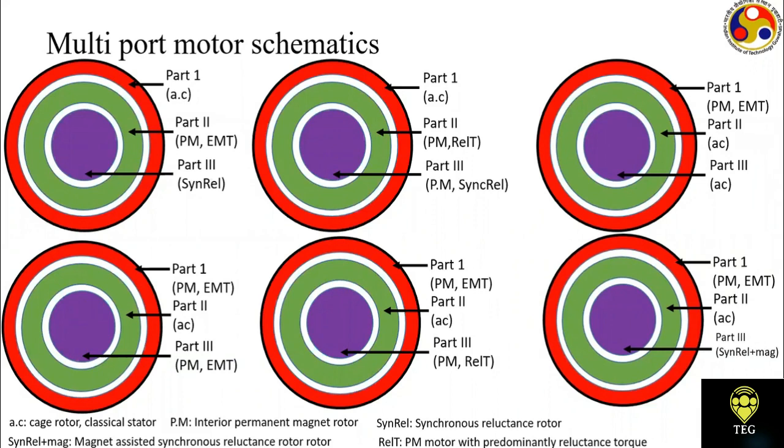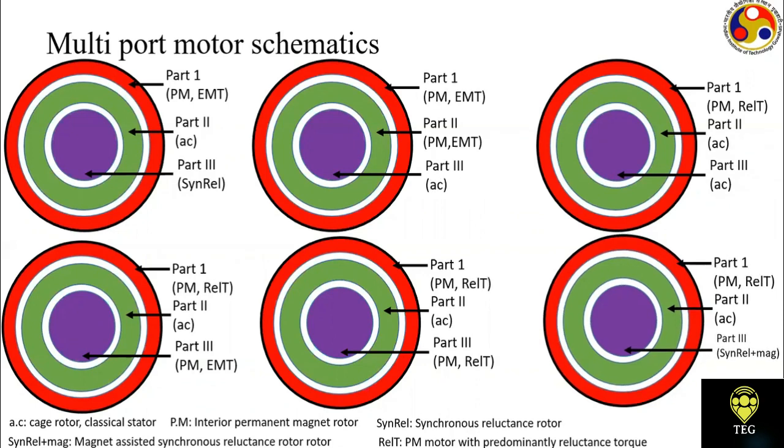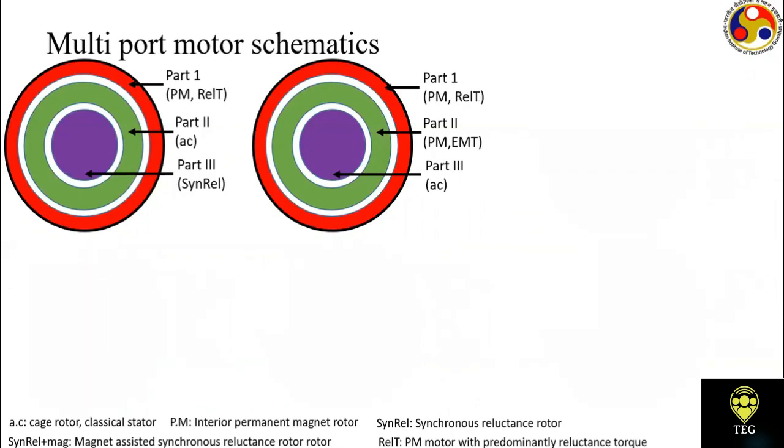I have tried to draw most of the configurations here. It's possible I might have missed something. You can also try to draw them and see whether it is feasible to make it or not, and will it produce torque or not. So it's feasible to do that kind of an analysis. These are all various kinds of multi-port motors that we can have.